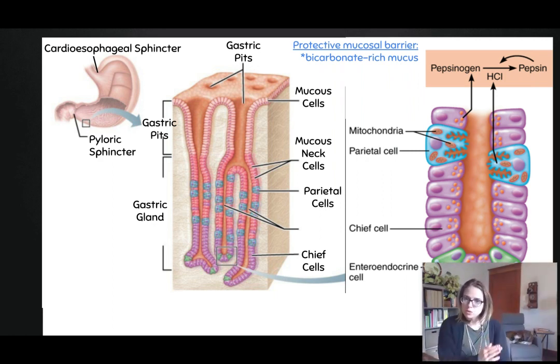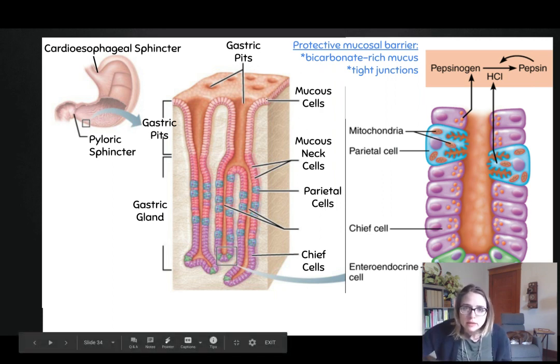And so that mucus, because it's bicarbonate, prevents the acid from reacting directly with the cells. It also has really, really tight junctions. This is a throwback from our cells unit, really tight junctions that form between all of those simple columnar epithelial cells. That is what those mucus cells are. You can tell from the shape here that these are one layer of columnar shaped cells, but they form tight junctions so things can't get in between them.